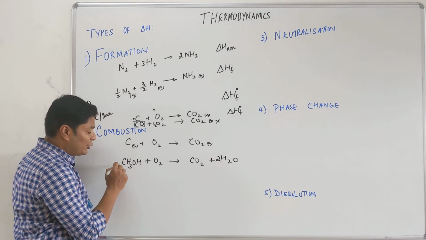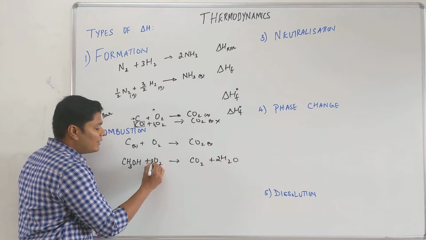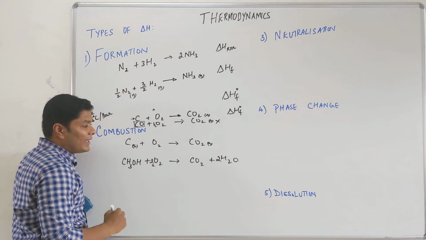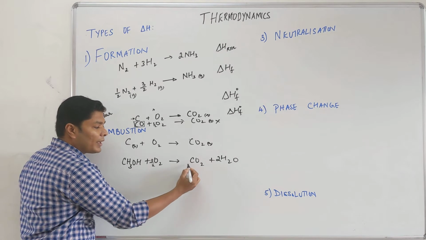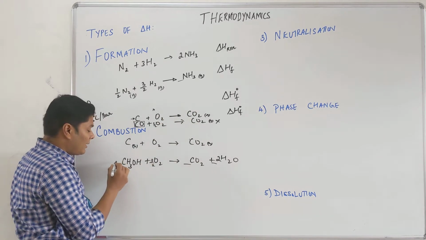I cannot make this 2. If I do this, my carbons and hydrogens balancing is gone. So what I do is I make it 3 by 2. 3 by 2 times 2 is 3. 3 plus 1 is 4. Here I am not focusing on my products. Here I focus on my products. Here I focus on my reactant.